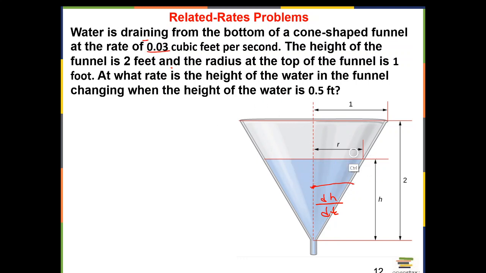So there are three things changing that we are interested in. The volume of this water, this is 3D, right? So there is a volume of water in here, and that volume is V. And there is the radius of the top surface of the water, R, and there is the height, H. So there are three variables, V, R, and H. And all three of them are functions of t, right?